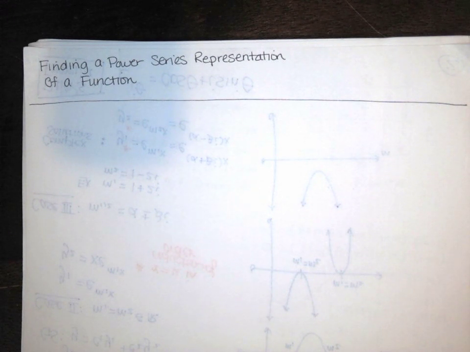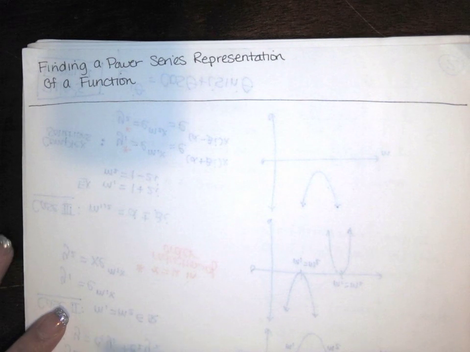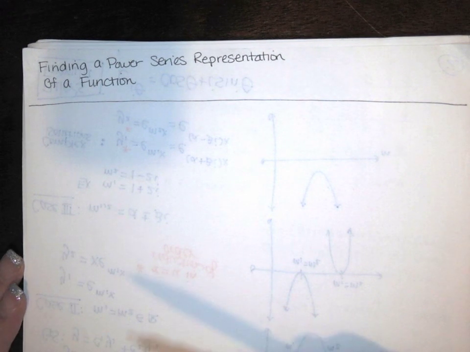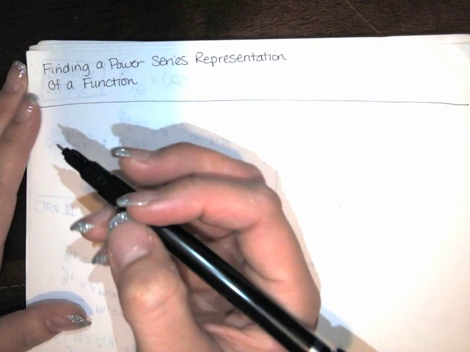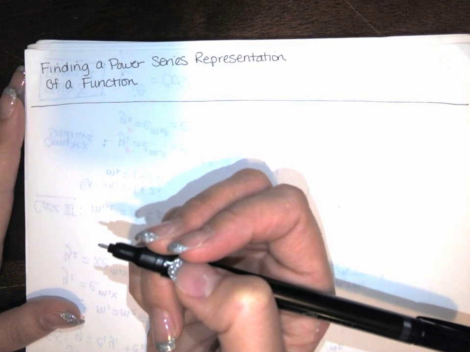So this is kind of going backwards. Instead of giving you a series and asking you for the sum of the series, if it happens to be a geometric power series, in this case, I'm going to give you a function and ask you to find a power series representing the function.